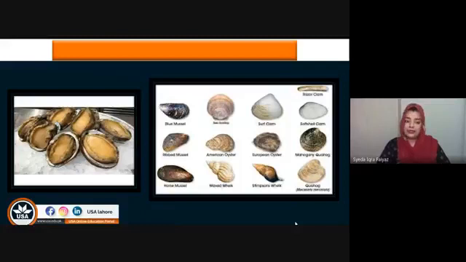Now, the figure on the left that you see is an example of a univalve, which is abalone. Abalone has a shell below and the shellfish on top, and it's alive, and then when it's cooked, obviously it's going to die.